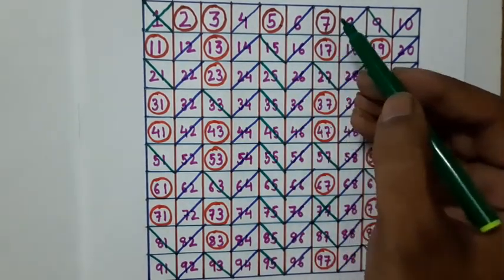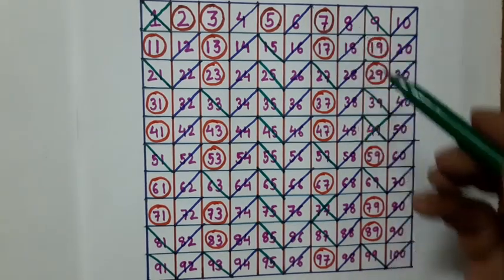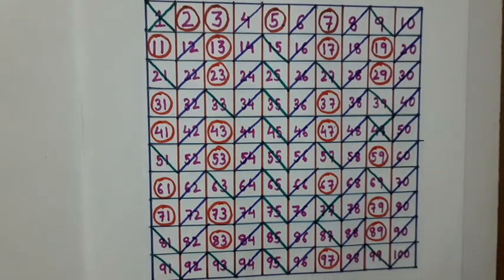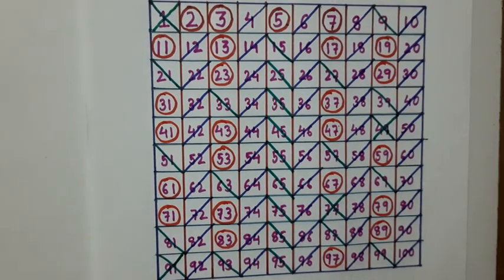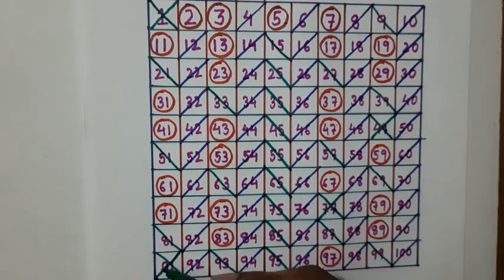The one left is 7. Now let's find out, is there any number divisible by 7? Yes, we have 49, we have 91, and we have 77. So these 3 numbers are the ones which are divisible by 7.